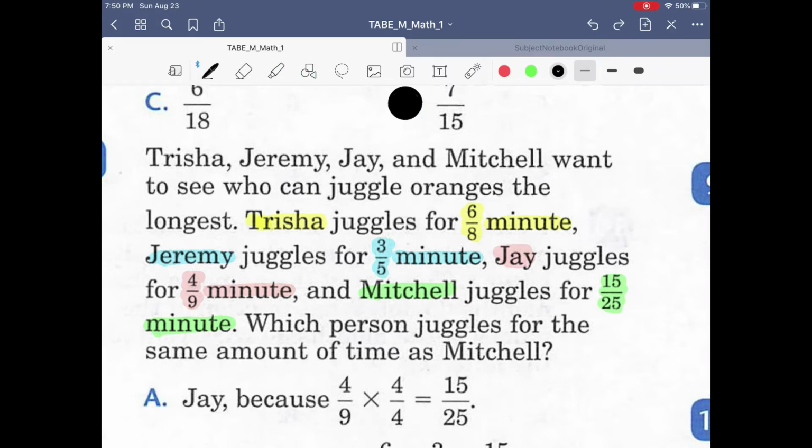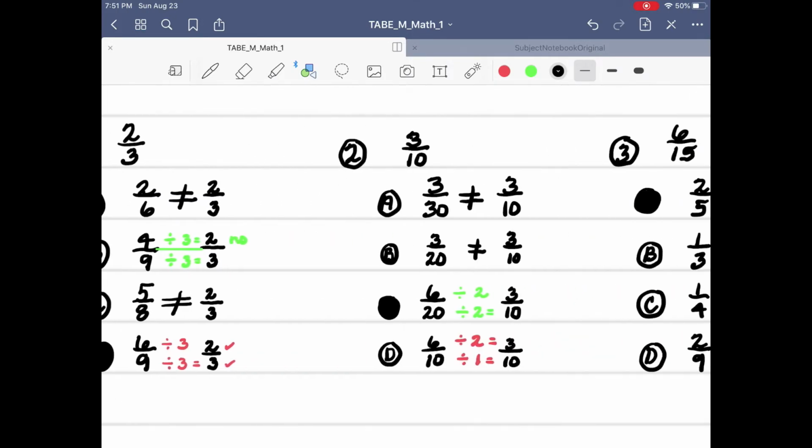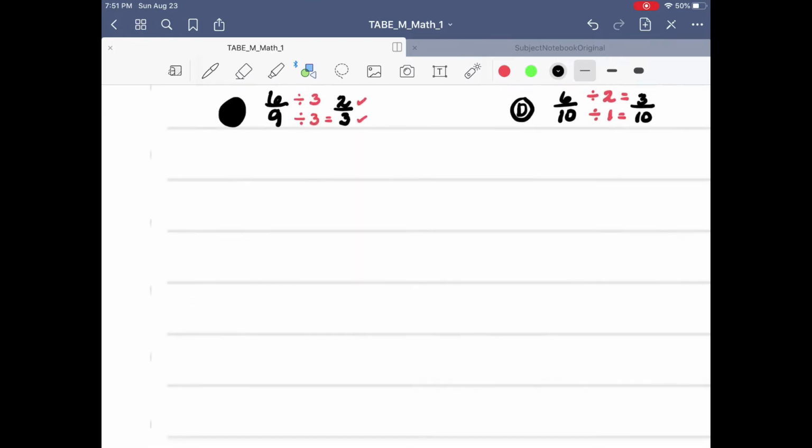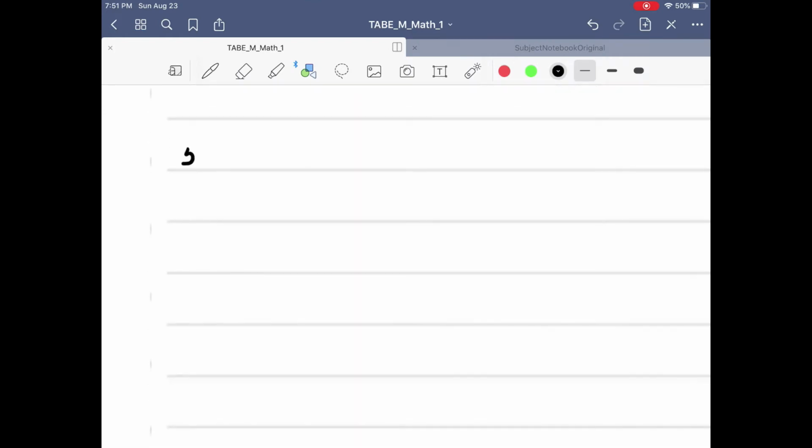Now here's Mitchell, so we are comparing to 15/25. We're looking for an equivalent number to 15/25. Now I'm going to show you how I would do this, and then we'll look at the answers. I'm going to come over to my paper where I have some room to write, and I'm going to list the information that I'm given.